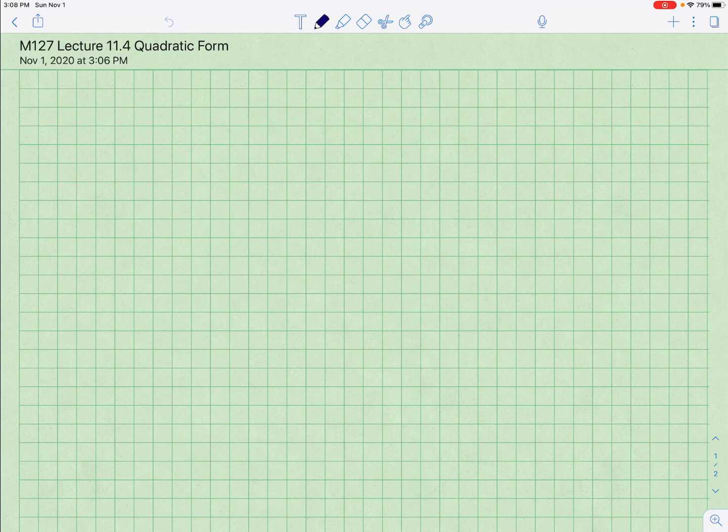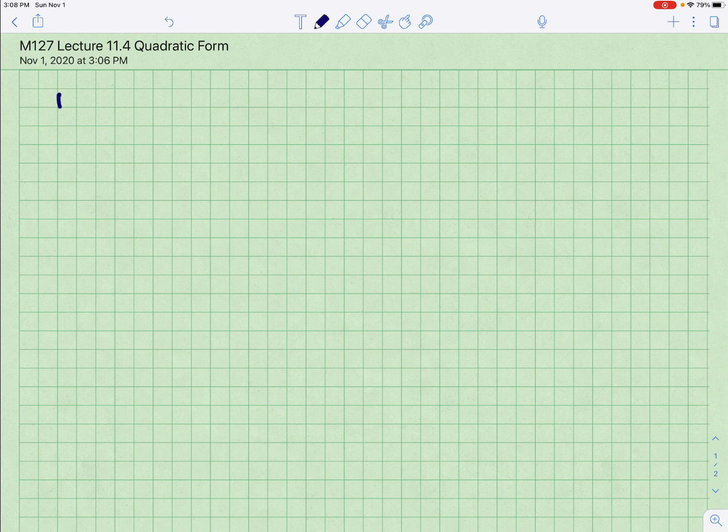Hey everybody, welcome back. This is the lecture on section 11.4, what's called quadratic form. In this section we're going to be using our ability to solve quadratic equations and expanding that into a larger class of equations for us to solve. So let's do a little bit of a recap here.